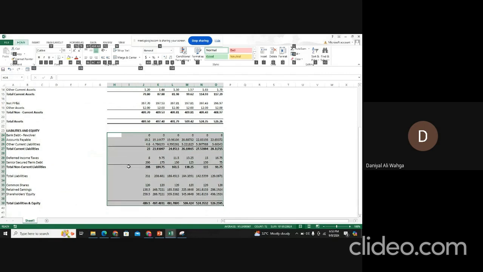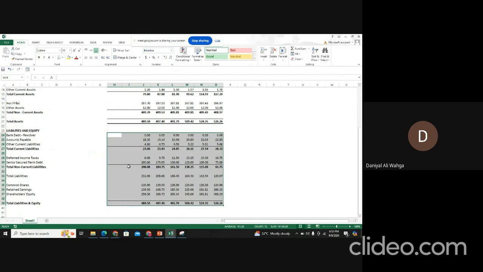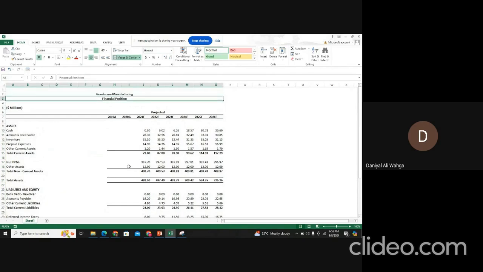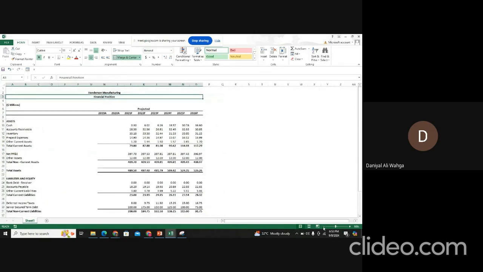Now see, it's being formatted in just a second, or in two to three minutes. Your financial statement is formatted and you have it in front of you. It is available. Now you would be projecting or working on a vertical analysis.